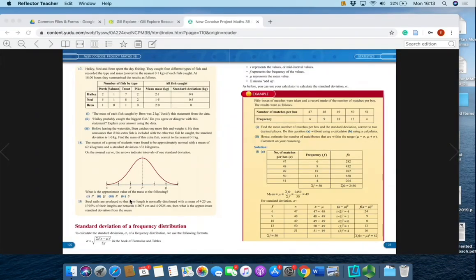Now, how do they ask the percentages? Well, let's look at question 19. Steel nails are produced so that their length is normally distributed with a mean mu equal to 4.25 centimeters. If 95% of their lengths are between 4.2075 centimeters and 4.2925 centimeters, what is the approximate standard deviation from the mean?